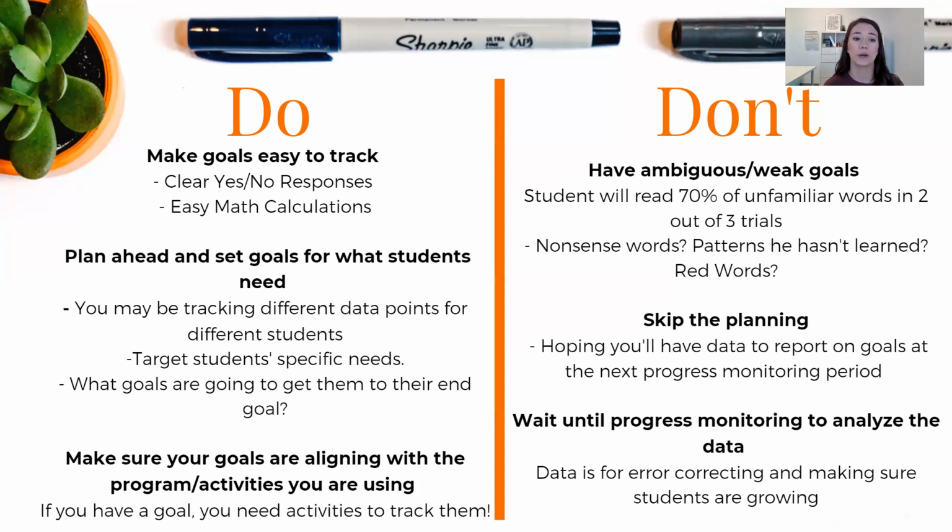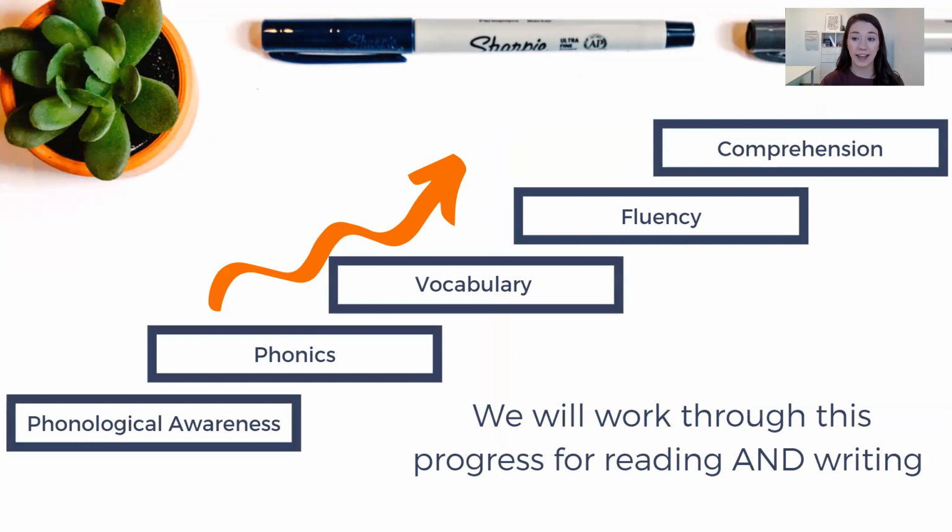We also want to make sure we're planning ahead and setting goals for what our students need. This means that when you plan ahead to organize your session, you may be tracking different data points for different students. Like I said before on this slide, you may have Johnny doing a phonological awareness goal. So each time you go through phonological awareness, you're going to note that for him. But then Sarah has a word reading goal and Christopher has a fluency goal. You need to plan ahead so that you have the ability to track data for your different students based on their specific goals.